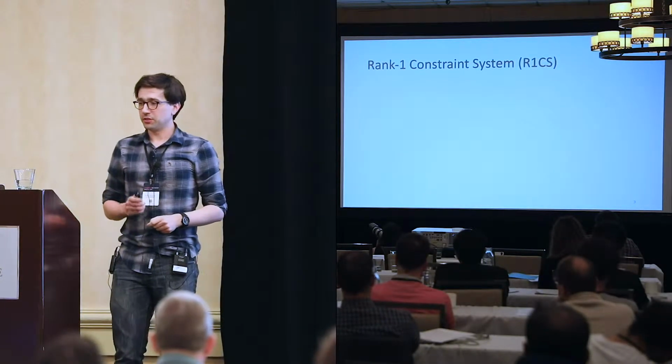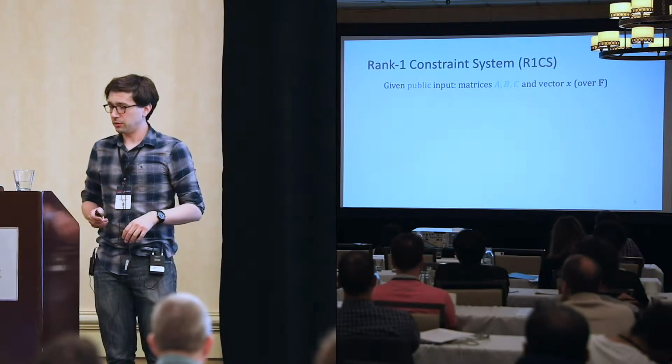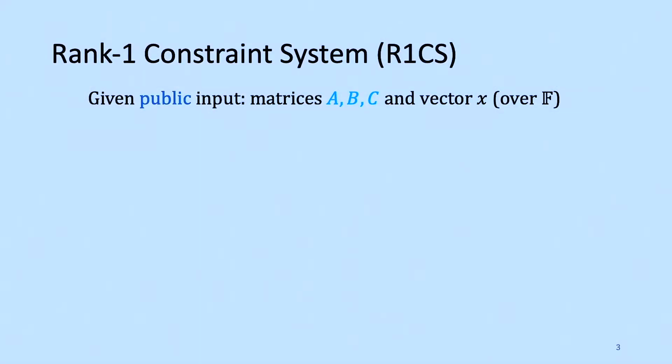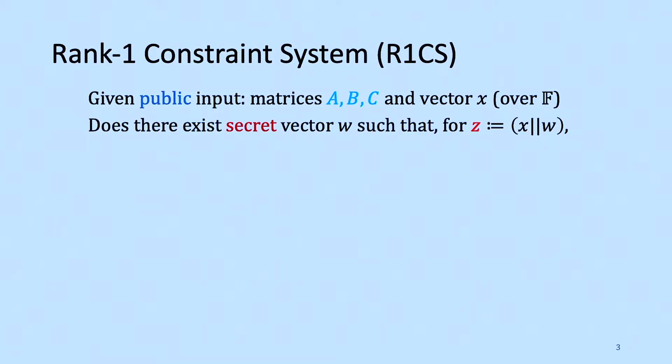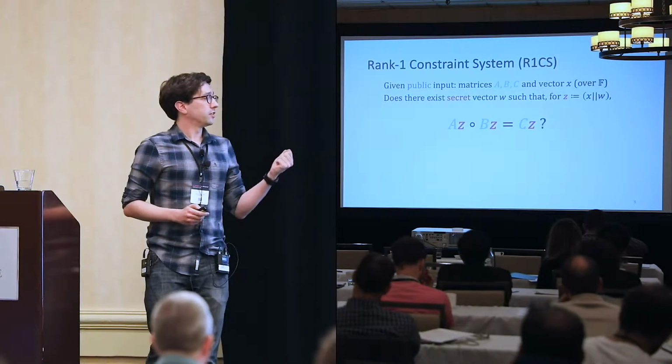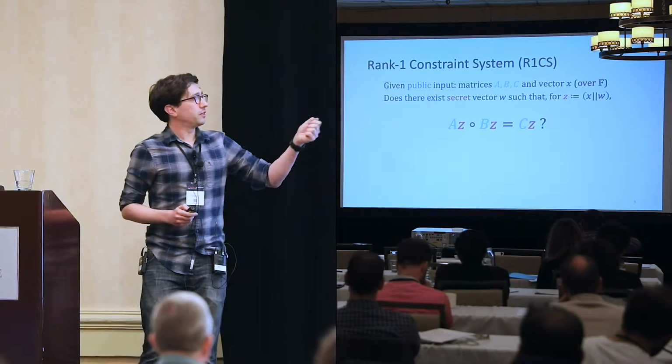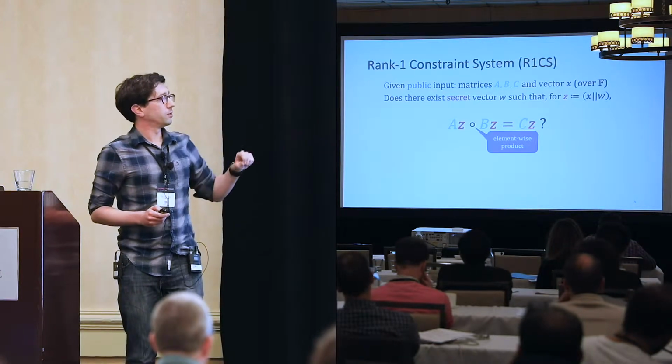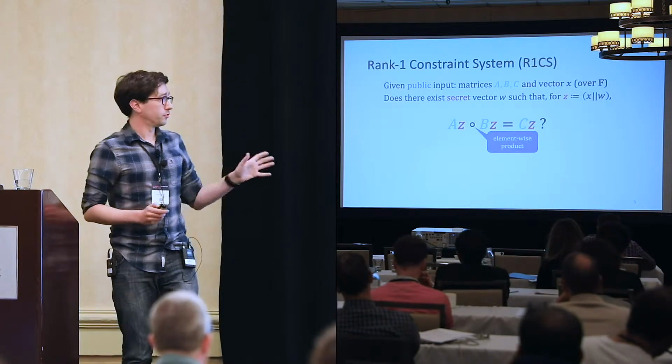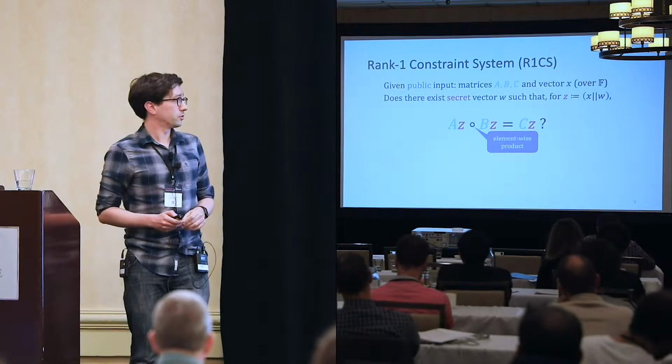So what is a rank 1 constraint system? Well, in case you've forgotten over the past hour, you're given a public input, which is 3 matrices A, B, and C, and a vector X, and all of these are over some finite field. And then the problem is you want to check whether there exists a secret vector W such that if I take X and W and I concatenate them together to make this vector Z, is it the case that AZ times BZ equals CZ, where this thing in the middle here is the element-wise product, or if you're not familiar with that, the Hadamard product is also what it's called.